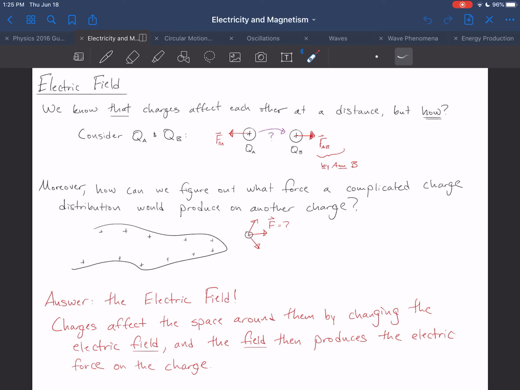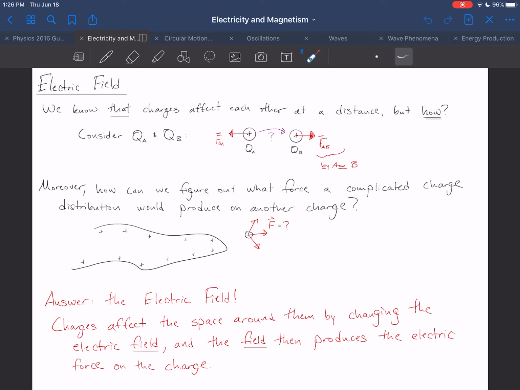Moreover, there's actually another use for the answer to this particular question, which is how can we figure out what force a complicated charge distribution, something ugly, would apply. Imagine you had a random piece of metal with a whole bunch of positive charge on it. How would we figure out what that random piece of metal would do to a charge near it? What would that force be? Because remember that Coulomb's law only applies to point charges.